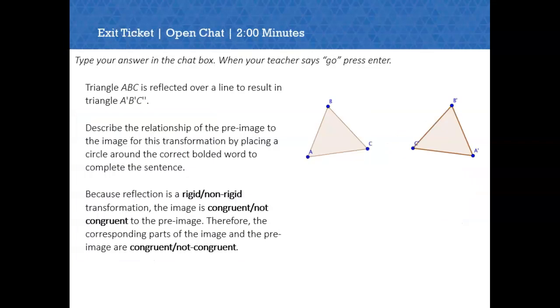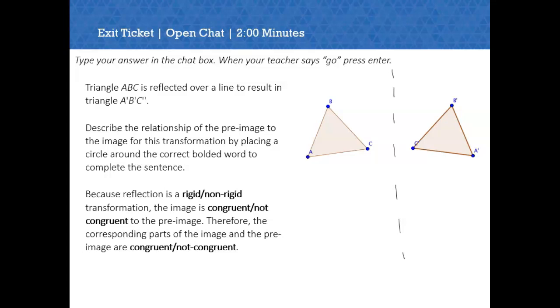Triangle ABC is reflected over a line to result in triangle A'B'C' with these little dashes. A prime, B prime, C prime is one way to read that. Reflected, so remember that means we can fold it and these line up. C goes with C prime, A goes with A prime, and B goes with B prime.